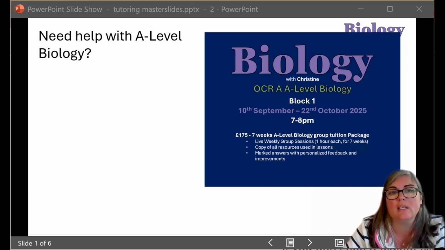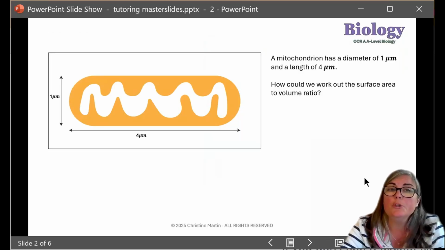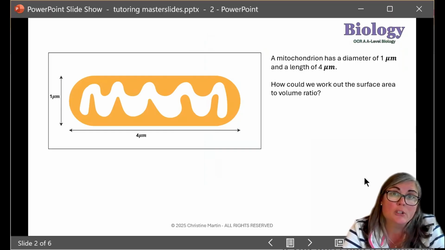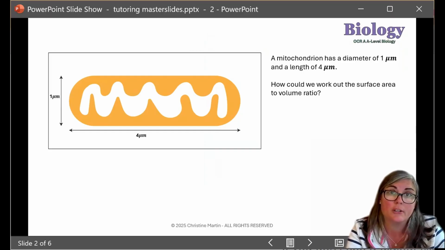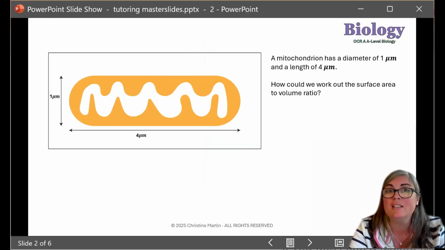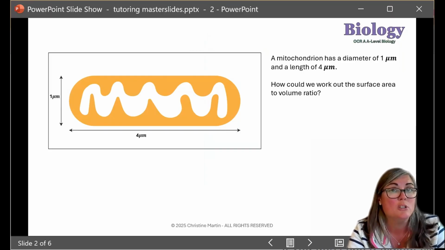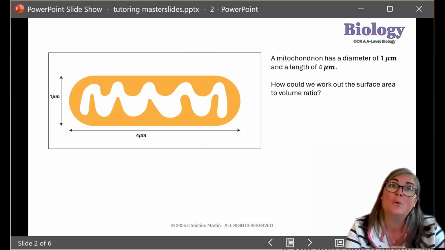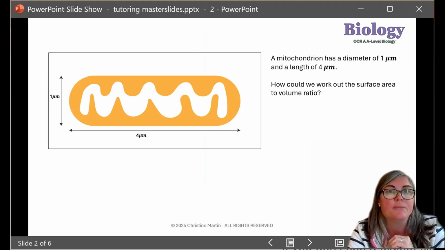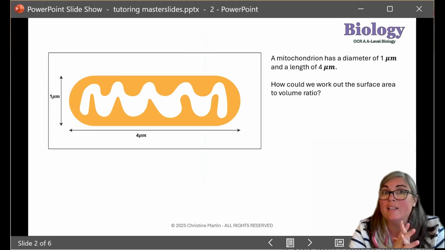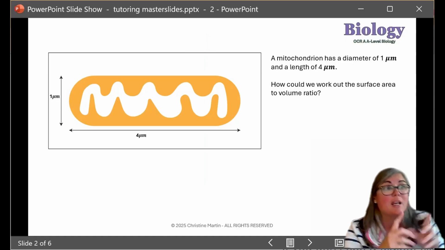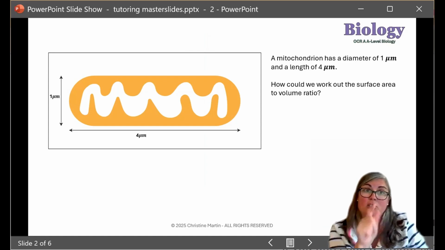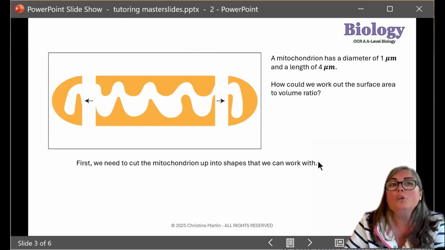But what I thought I'd do today is show you a little flavour as to what I have to offer. So you might be asked about a mitochondrion, and you should know that this is the place where aerobic respiration occurs. Now, they may actually assess your surface area to volume ratio knowledge within a question to do with the mitochondrion. So if they tell you that a mitochondrion has a diameter of 1 micrometer and a length of 4 micrometers, like you can see in these pictures here, then what should we do?